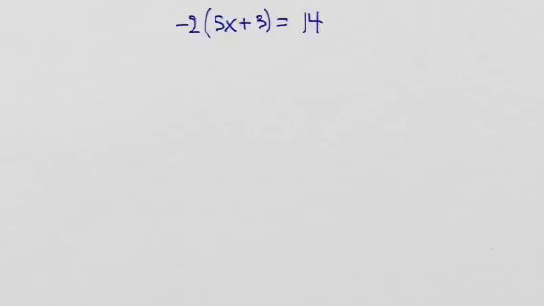Try one with some negatives in it. All right, same exact first step. Split the problem down the middle at the equal sign. Step number 2, parentheses. I'm going to multiply first with the negative 2 times 5x. Negative 2 times 5 is negative 10. And then don't forget the letter. There was an x there.